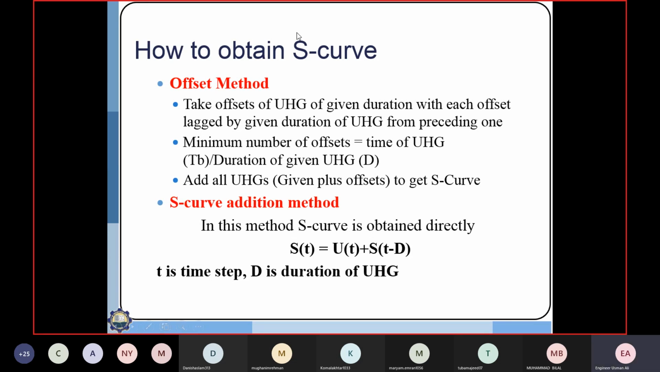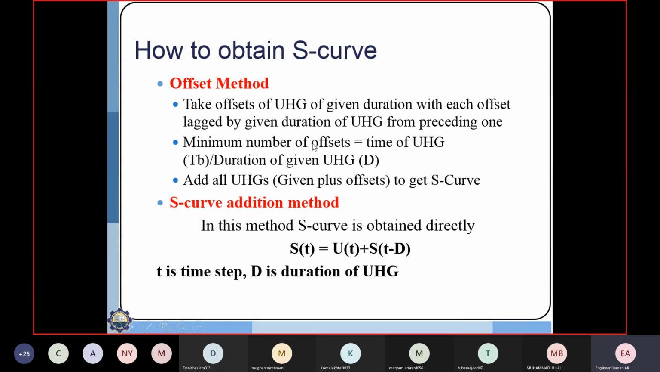In this method, we take a number of offsets of the given unit hydrograph with the given duration, with each offset lagged by the given duration of the unit hydrograph from the preceding one. Offset means a unit hydrograph of the same duration which is lagged by a time equal to the duration of the unit hydrograph.